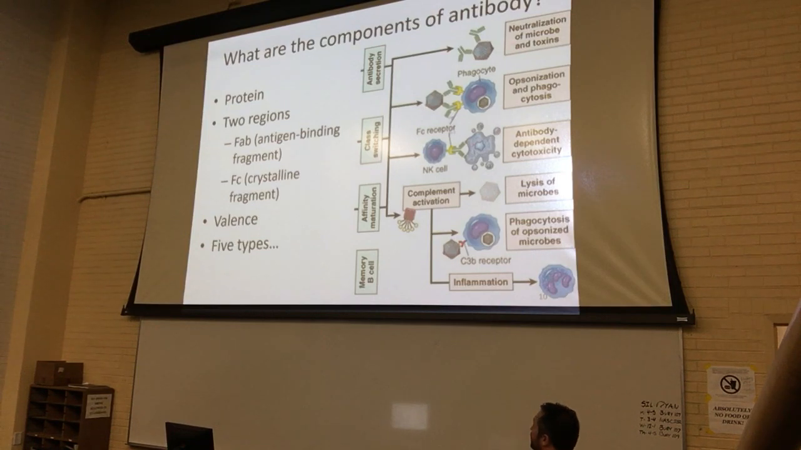Okay, so the different components of an antibody. Let's start with, an antibody is a protein. It has two main regions. It's got an antigen binding region, which we call the FAB region. It's also the variable region. We'll get there. And then it's got a crystalline region, or the heavy chain, what's called the FC, constant region.